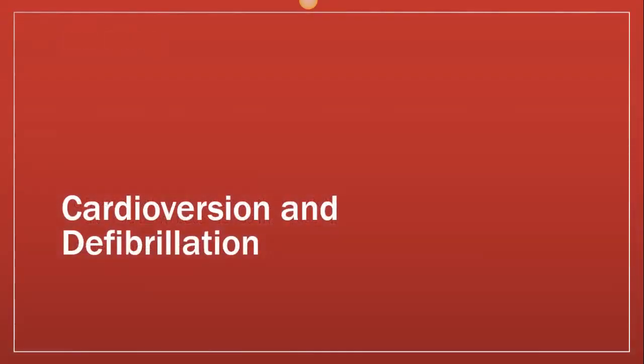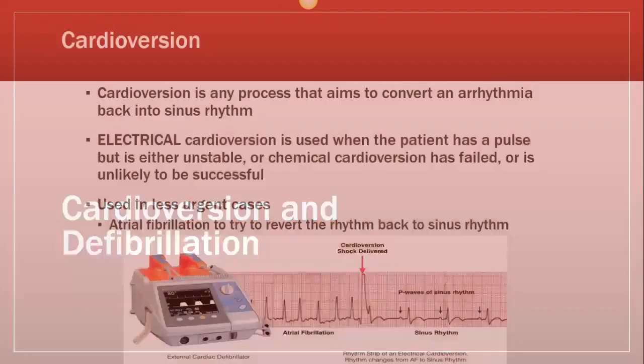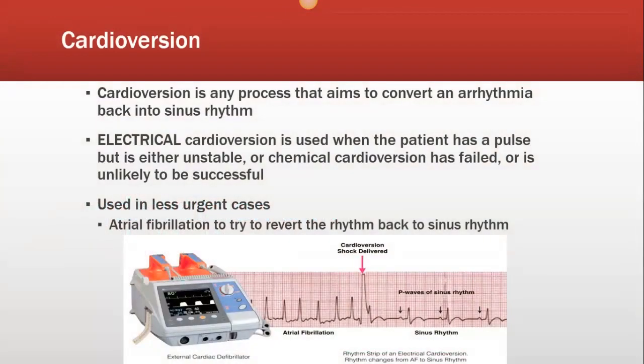Now, cardioversion and defibrillation. Cardioversion is a process that aims to convert an arrhythmia back into sinus rhythm. Oftentimes we may do chemical cardioversion, trying to give meds to see if they can get them out of the rhythm, by pushing something, maybe Cardizem, those kinds of things, and we'll try and get them back into a normal rhythm. But if that's not working, electrical cardioversion is used.